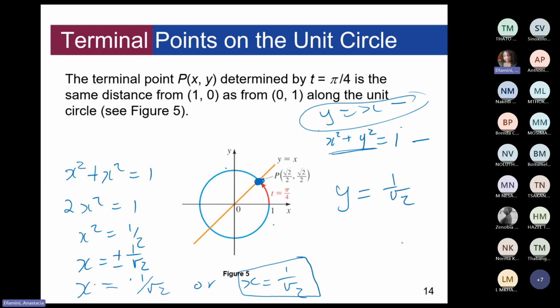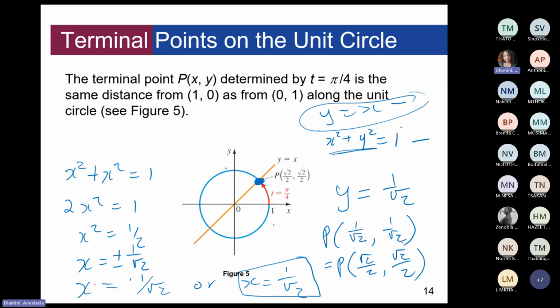Are we all together? Meaning this point here is 1 over root 2 and 1 over root 2. Are we all together? Now, don't be confused: 1 over root 2 is the same as root 2 over 2 and root 2 over 2.